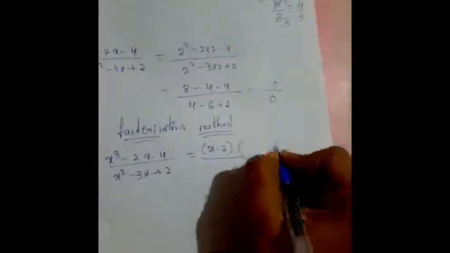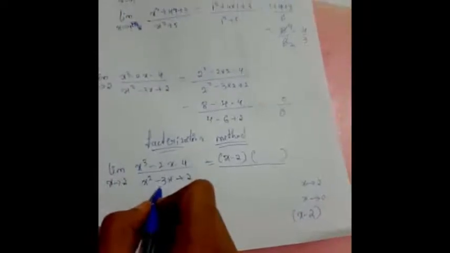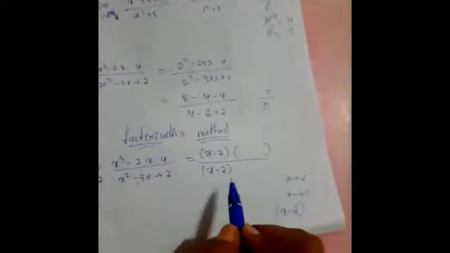Next, what comes? You have to guess. Then here also, if you split this one, x square minus 3x plus 2, then again you will get compulsorily x minus 2. Compulsorily x minus 2 is a factor.